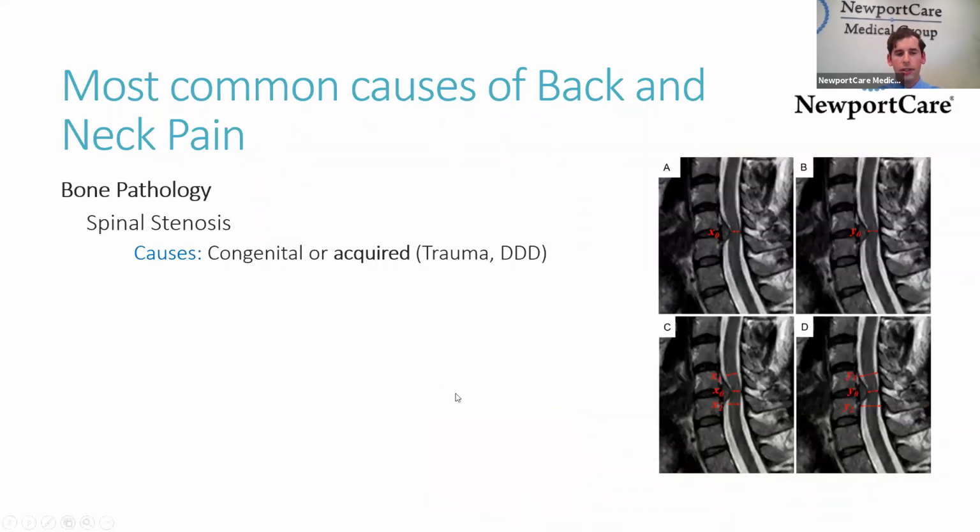So causes of spinal stenosis can be congenital, or people can be born with spinal stenosis for various reasons, but the majority of the ones that we see in NewportCare are acquired. So they come from a trauma, such as a fall or an accident or a sports-related injury, or they can develop from degenerative disc disease, which we just spoke about. And we see on the right here, which demonstrates the stenosis or narrowing of the spinal canal due to progression of this disc herniation in the neck.